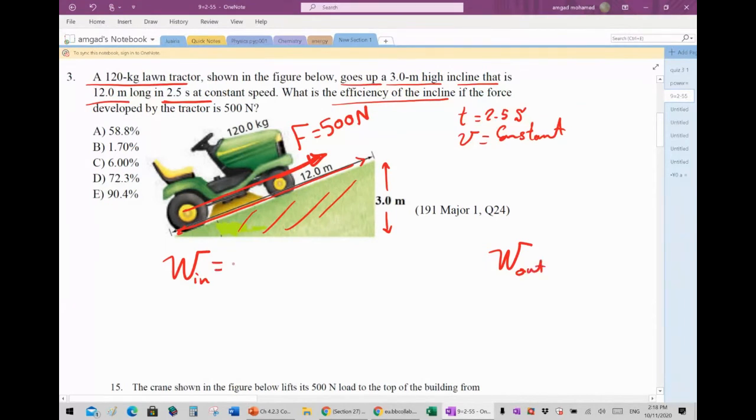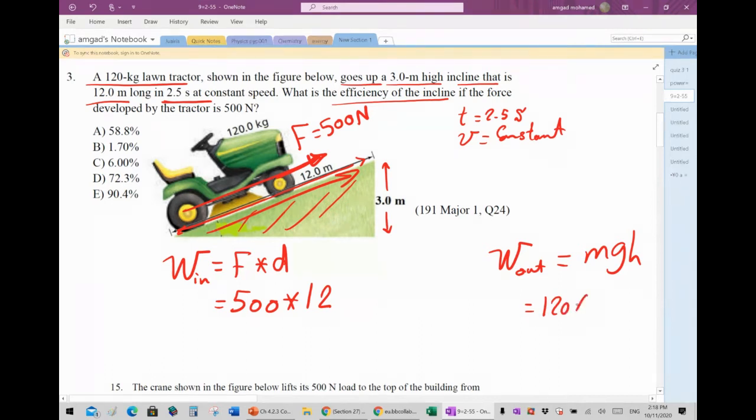What is the input work? It is the force of the tractor times the distance, so it's 500 Newton times 12 meters, because it moves up 12 meters. What is the output work? mgh. So the output work is the mass, 120 kilogram, times 9.8, times the height, 3. So I have the output work here and the input work here.